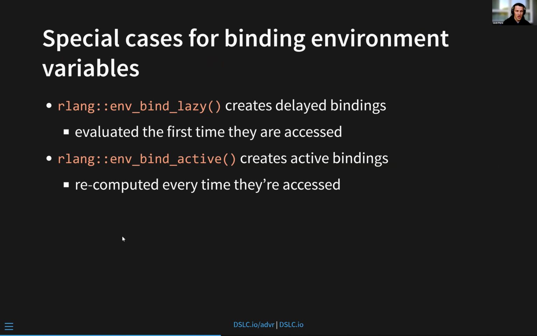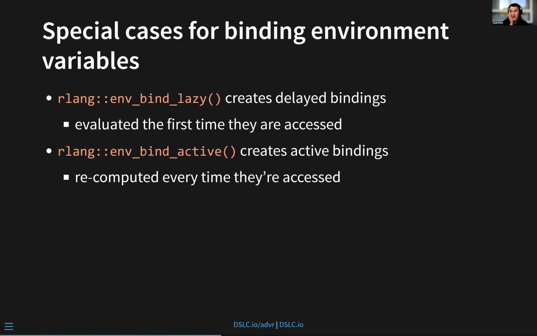Okay. When you're binding an object to your environment, you can use those functions we just saw, those techniques. You can do two funky things with binding. You can do lazy binding or delayed binding. I think both ways of saying it mean the same thing, where the object you are trying to access via that binding is evaluated for the first time that it's accessed.